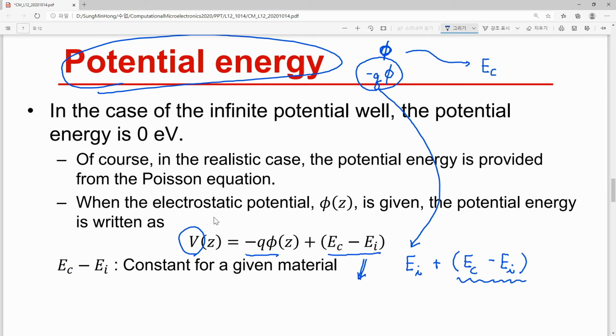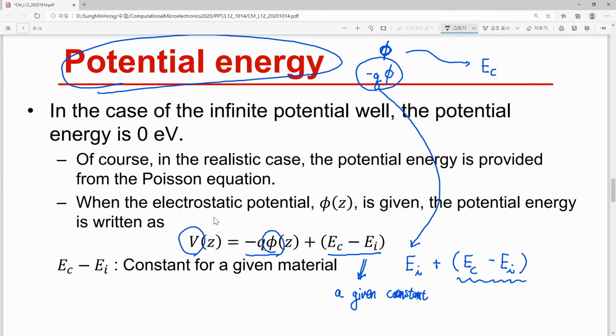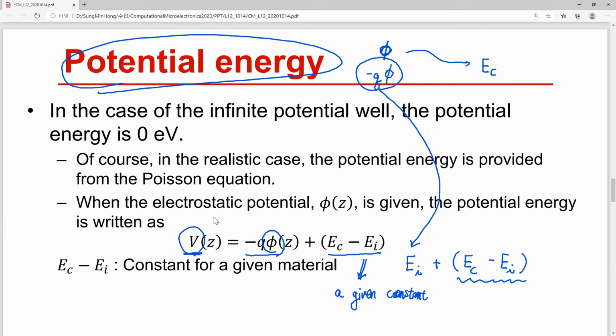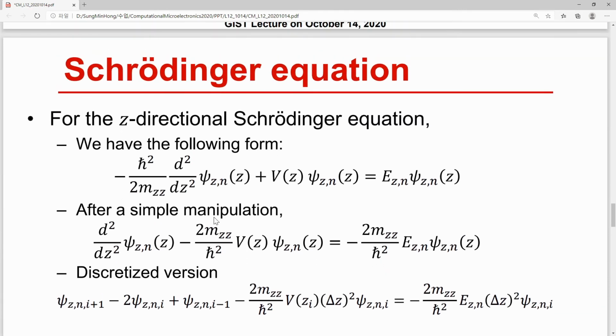Once again, this is a given constant, so only the electrostatic potential determines the conduction band minimum. That conduction band minimum is used as the potential energy in the Schrödinger equation. So then our Schrödinger equation just looks like this.